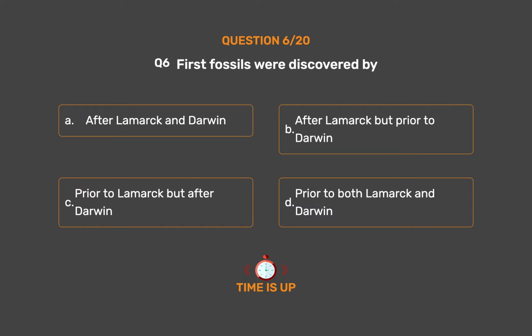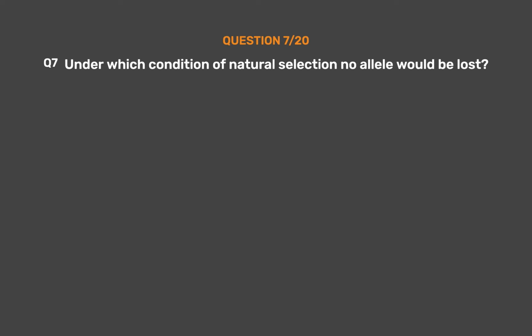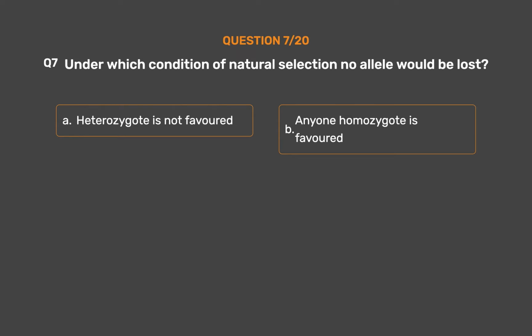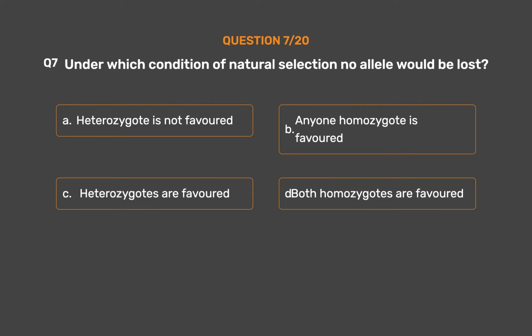The correct answer is Option B. After Lamarck but prior to Darwin. Question number 7. Under which condition of natural selection no allele would be lost? Option A. Heterozygote is not favored. Option B. Any one homozygote is favored. Option C. Heterozygotes are favored. Option D. Both homozygotes are favored.